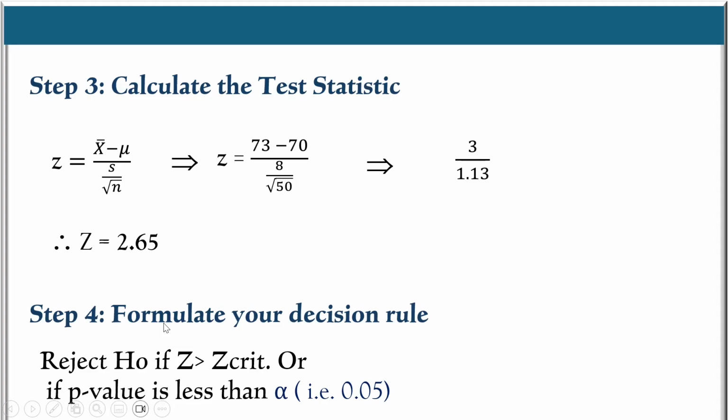We can also use the p-value approach, and that will be when the p-value is less than the alpha level or the significance level. I'll try as much as possible to explain this one so that you understand why it works like that.